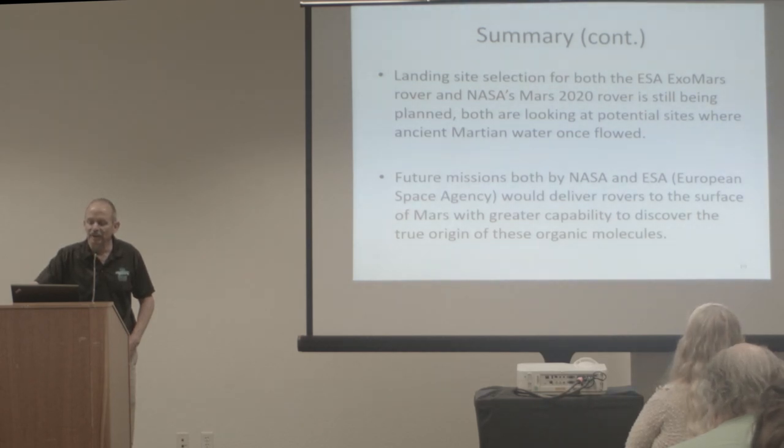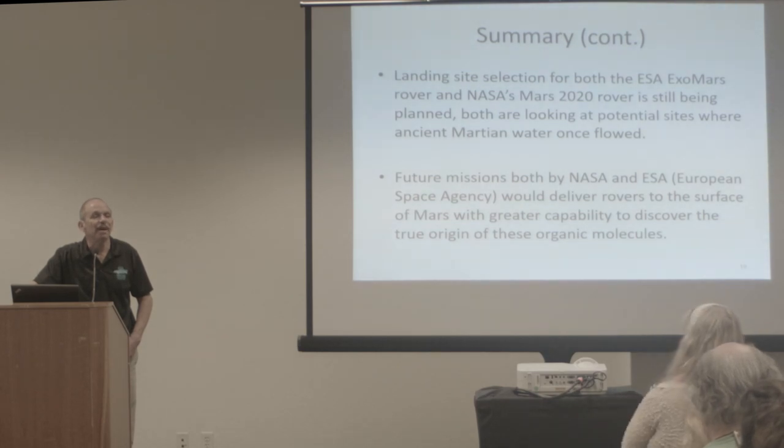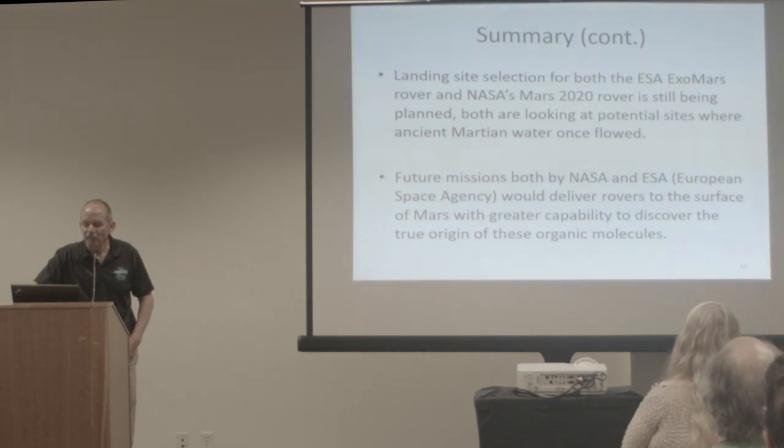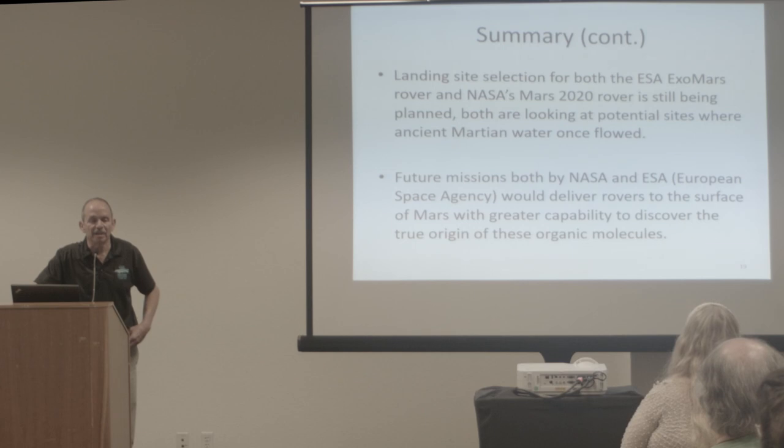Okay, the landing sites for both future rovers, ExoMars and Mars 2020, are being planned, and all sites mentioned are potential sites where ancient Martian water once flowed, and there is a potential to find organic molecules. And both rovers, the ones launched by NASA and ESA, would have a greater capability than Curiosity, and they both have different methods on how they would find better samples so we could analyze them better and get to the true origin of these organic molecules.